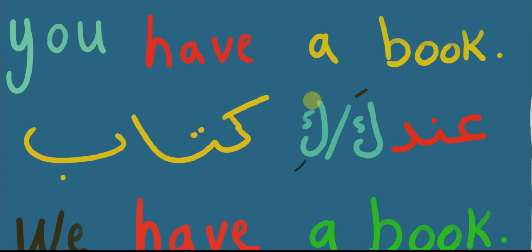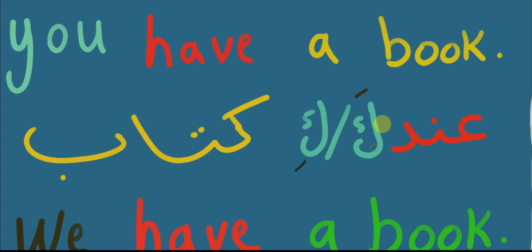If it's a girl or a woman, you say عندكِ. عندكِ كتاب. This i, it's called kasra. It's like a break. It's a short vowel. So عندكِ كتاب. This ki, you add it to the word here.